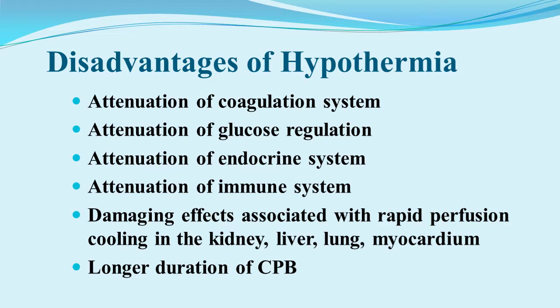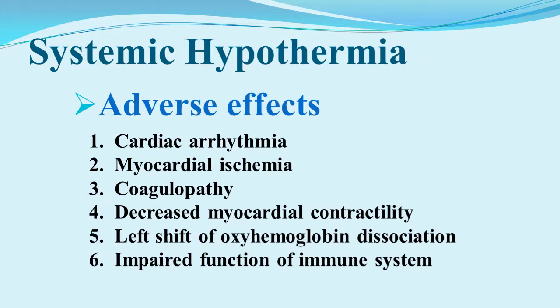Disadvantages of hypothermia: attenuation of the coagulation system, attenuation of the glucose regulation, attenuation of the endocrine system, attenuation of the immune system, damaging effect associated with rapid perfusion, cooling of the kidney, liver, lung, myocardium, longer duration of the cardiopulmonary bypass. Systemic hypothermia, adverse effect: cardiac arrhythmia, myocardial ischemia, coagulopathy, decreased myocardial contractility, left shift of the oxyhemoglobin dissociation, impaired function of the immune system.